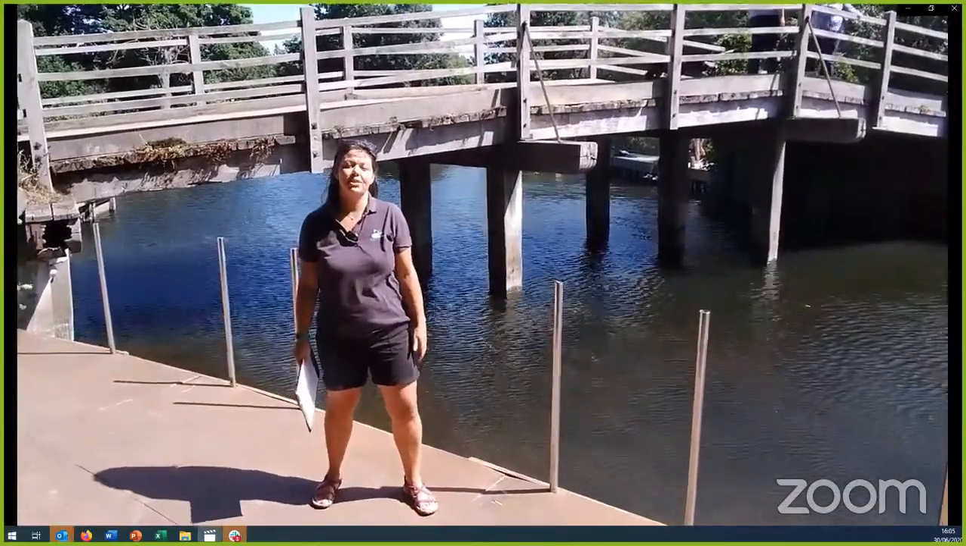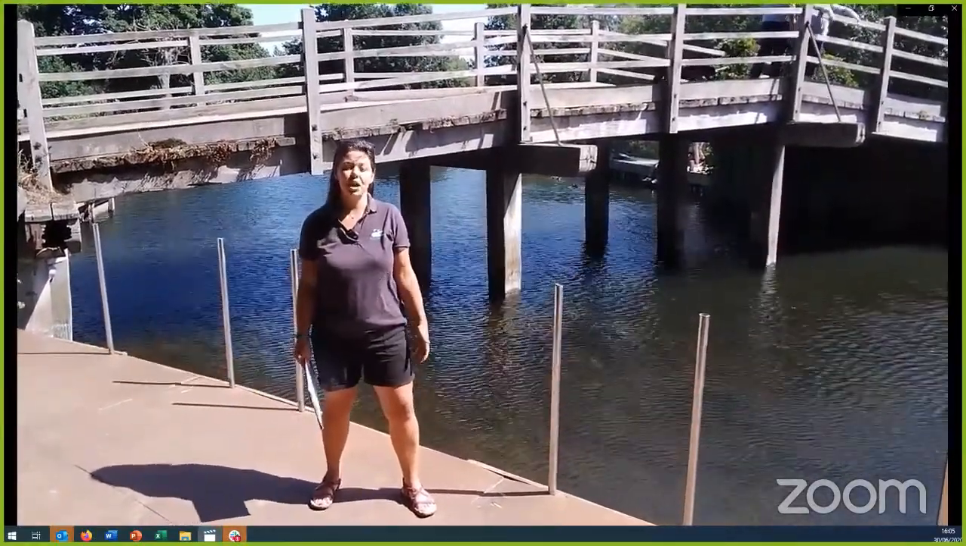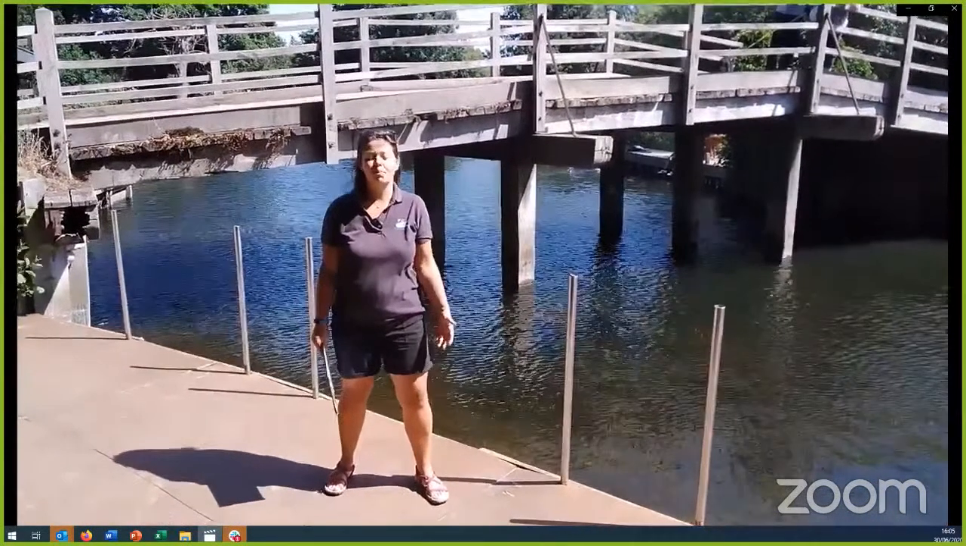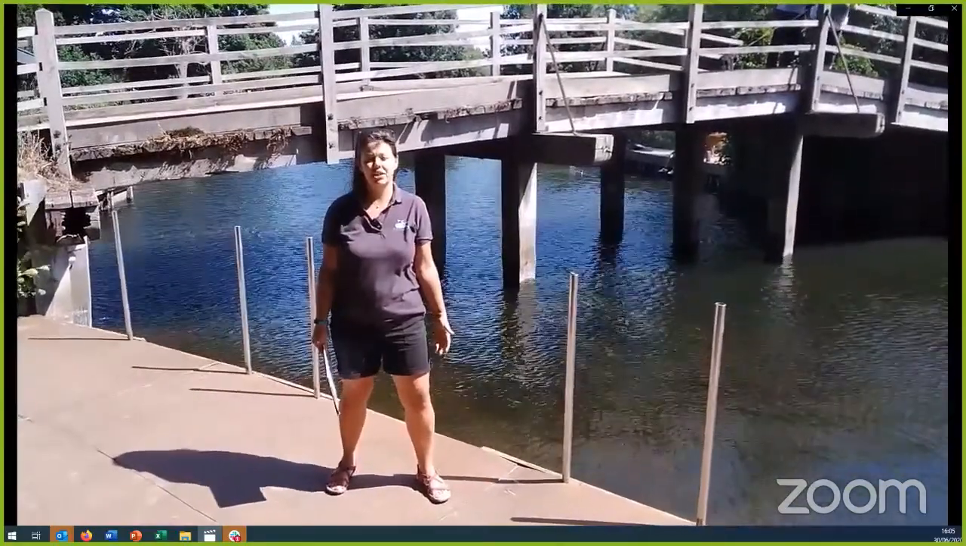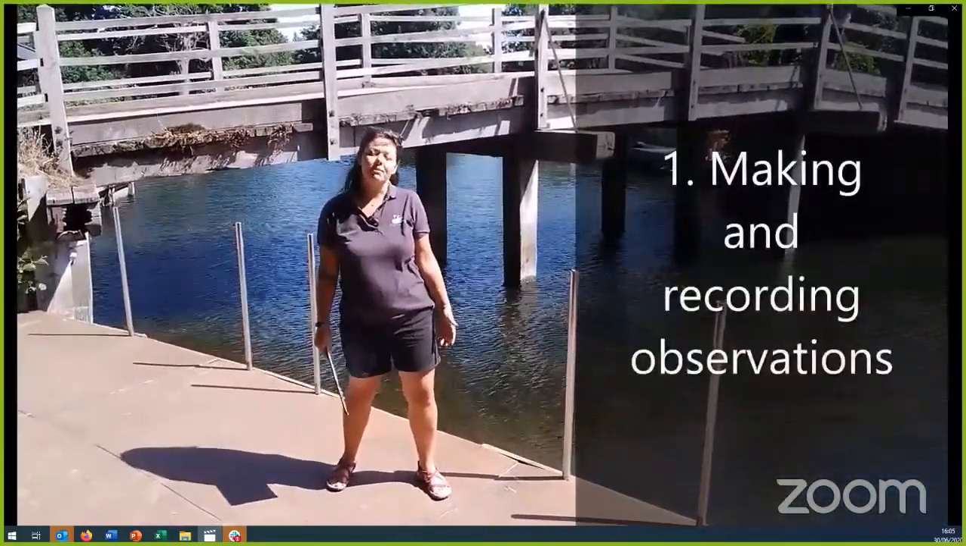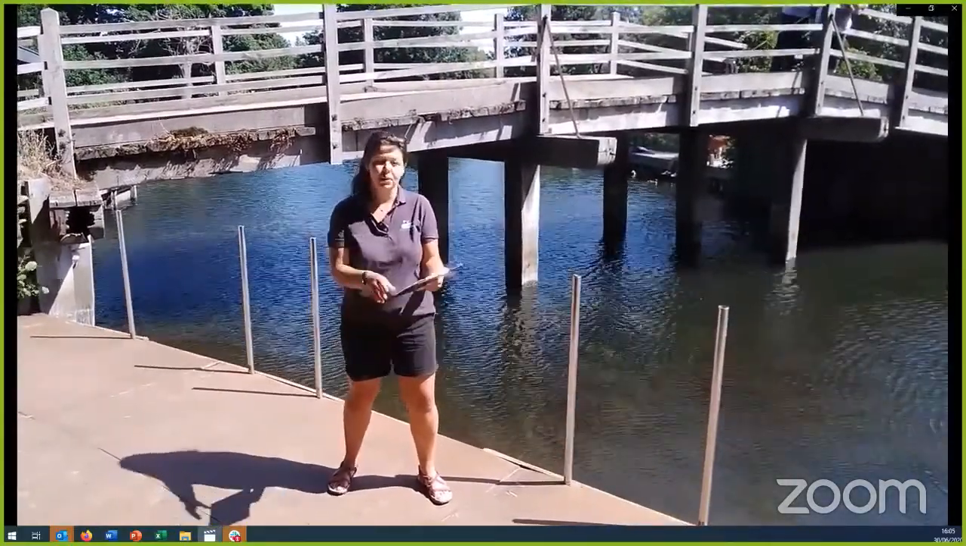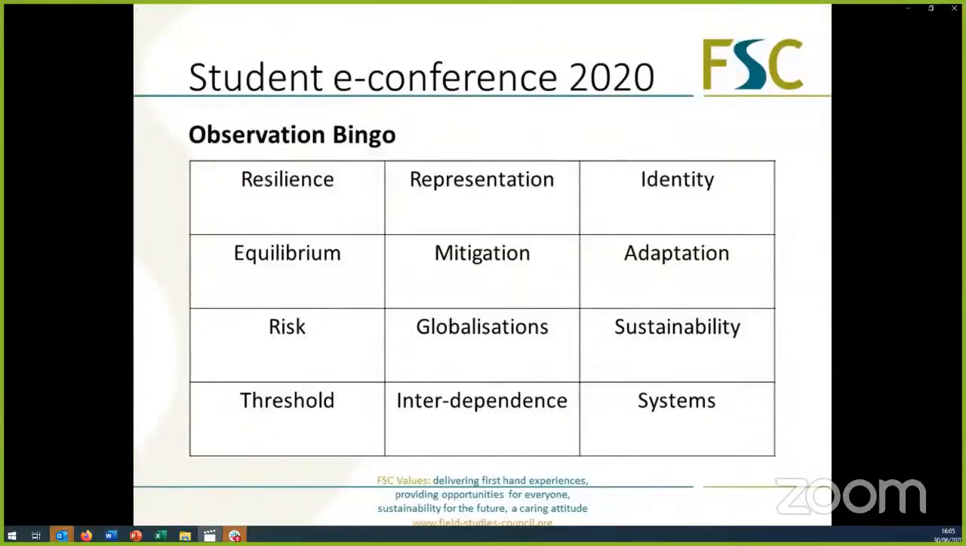Now we're going to showcase 3 main ideas to help you to interpret a landscape. This will help you to delve deeper and think about the breadth and depth of topics that you can study within this location. The first thing we're going to cover is making and recording observations. And to do that, we're going to look at this bingo card.